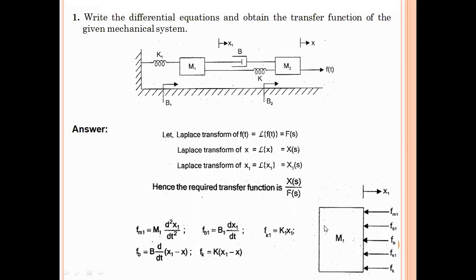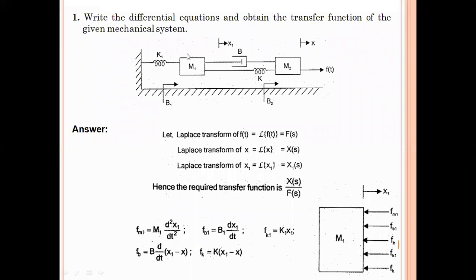You can see here, this is the free body diagram of mass M1, and there are a lot of forces acting on mass M1. How can these forces be estimated? How do we know these many forces acting on M1? By seeing this diagram, we can clearly understand what are the forces acting on or affecting M1.